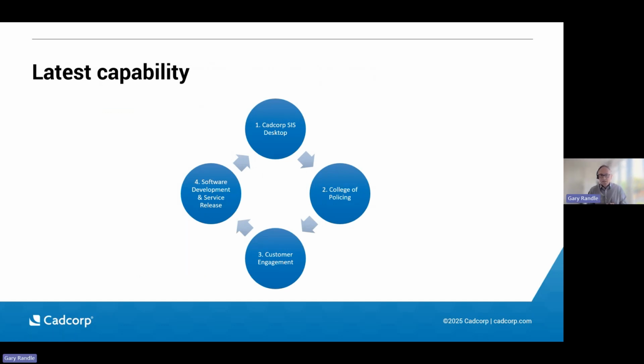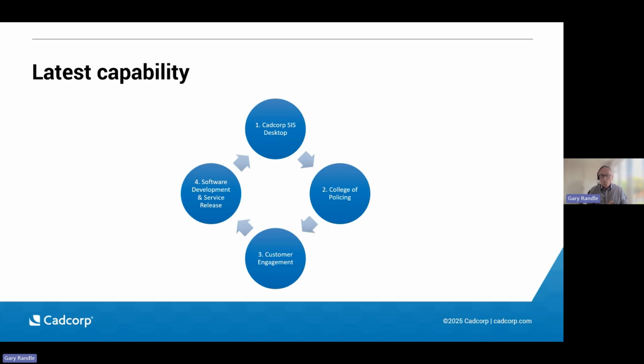When we were putting this webinar together, we wanted to talk about the latest capability. That was in the aims of the webinar that you saw earlier. And this is the process that we've been through recently at Cadcorp. For many years, we've had a desktop GIS, which is widely used by all emergency services and local government within the UK, and that has a lot of capability, which I'll talk about shortly.